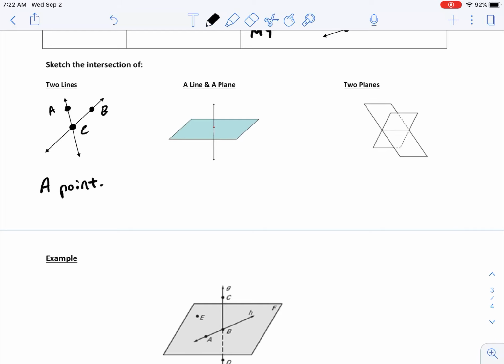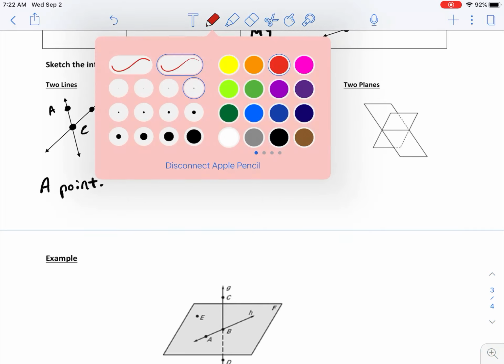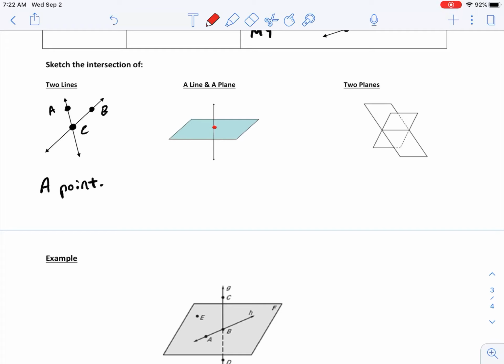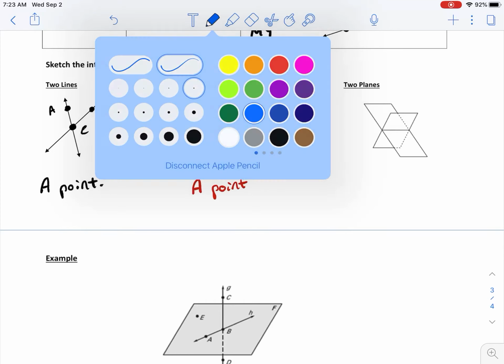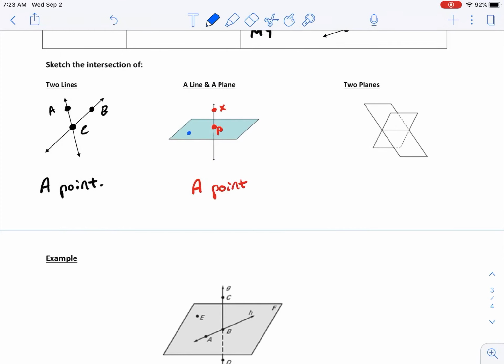A line and a plane, you can kind of see it, and I'll actually use their color here. Their color was red. A line and a plane will also intersect at a point. We'll call that point P. There's something still wrong with this picture. First of all, my line needs 2 points. I'll call that X up here. And my plane needs at least 3 points. So we'll call this Y, and we'll call this W. Now that would be an acceptable picture.